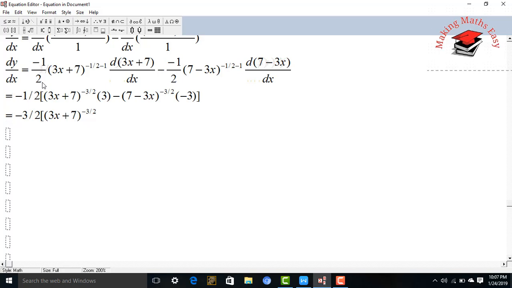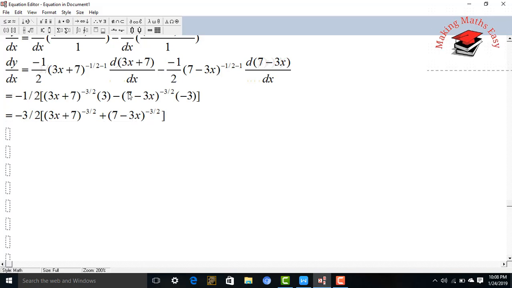And minus minus, there are two minus signs. Here it is minus sign, and also here it is minus sign. So minus minus becomes equal to plus, and here it will be 7 minus 3x raised to minus 3 by 2. So this will be my complete answer.